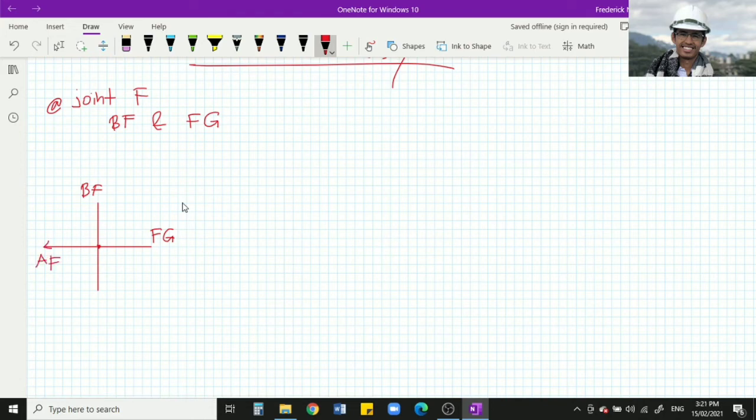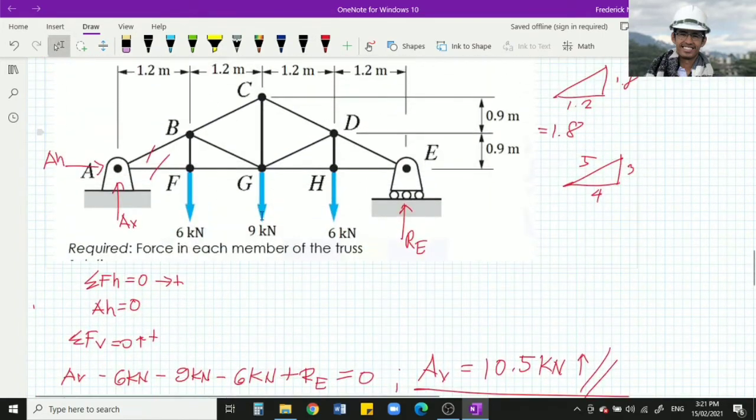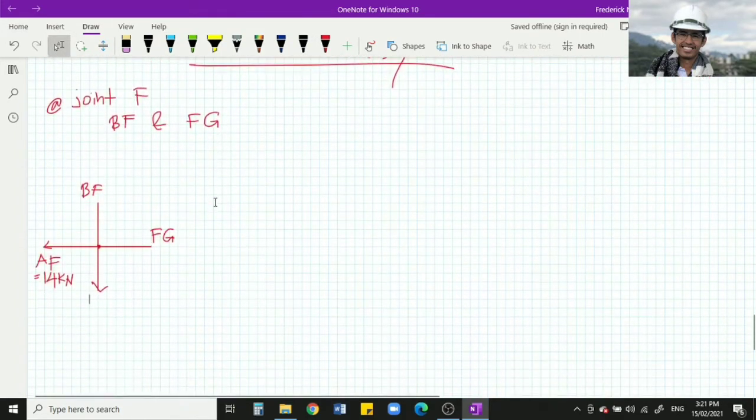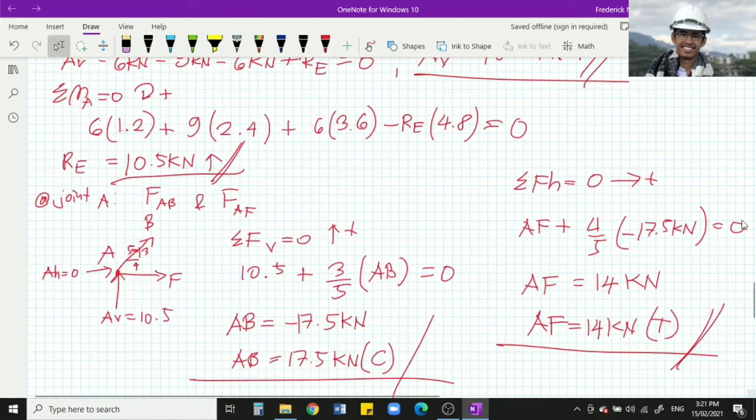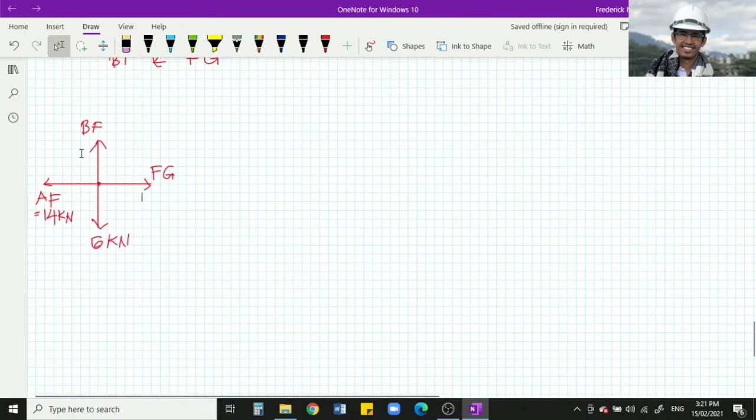So 14 kilonewton, this is equal to 14 kilonewton. And meron tayong load dito which is 6 kilonewton. Okay? So meron tayong 6 kilonewton dito. So class, assume ulit natin, tension, yung BF natin. So assume ulit natin na tension yung FG natin. Okay? So magsasummation of forces horizontal and vertical lang tayo. Makukuha na natin yung BF and FG. So yung AF natin is tension kasi positive siya. So away from the joint F.